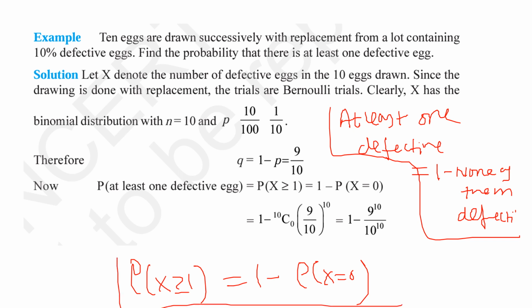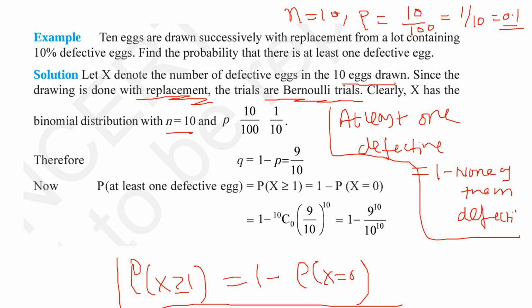Now we'll solve this question. Let x denote the number of defective eggs in the 10 eggs drawn. Since the drawing is done with replacement, the trials are Bernoulli trials. So x has a binomial distribution with n equal to 10 and probability of defective eggs 10 divided by 100, that is 1 by 10 or 0.1. So q, because p plus q equals 1, will be 0.9.